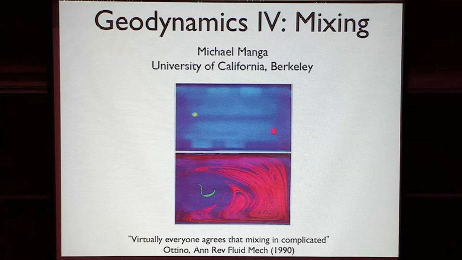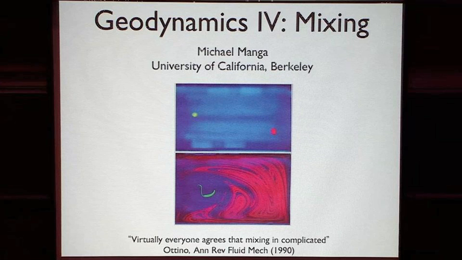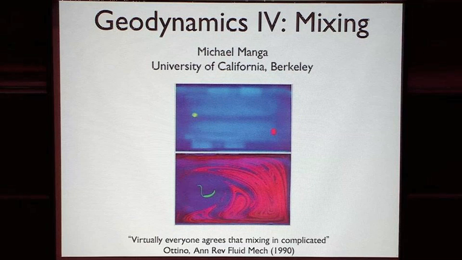This is a picture of a laboratory experiment done by Julio Ottino and his students. We have a box filled with blue fluid, and you can generate flow inside this box by moving the boundaries. Inside this box, he immerses two blobs of fluid that are identical except for the color. On the left, we have a green blob. On the right, a red one.